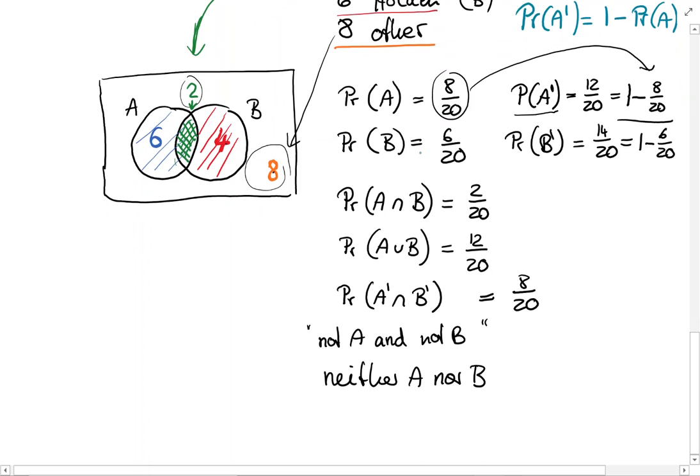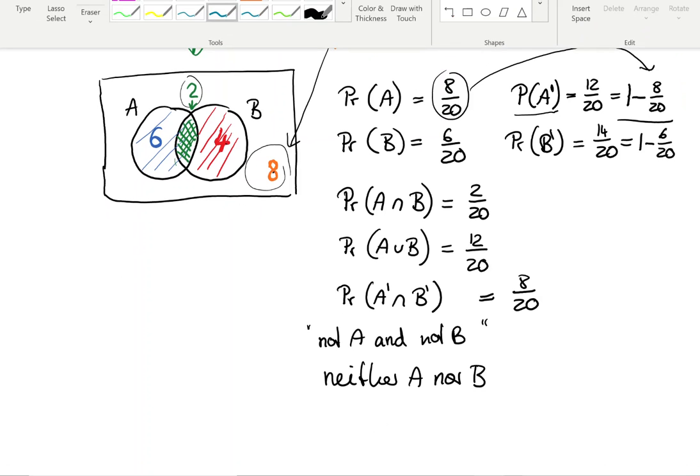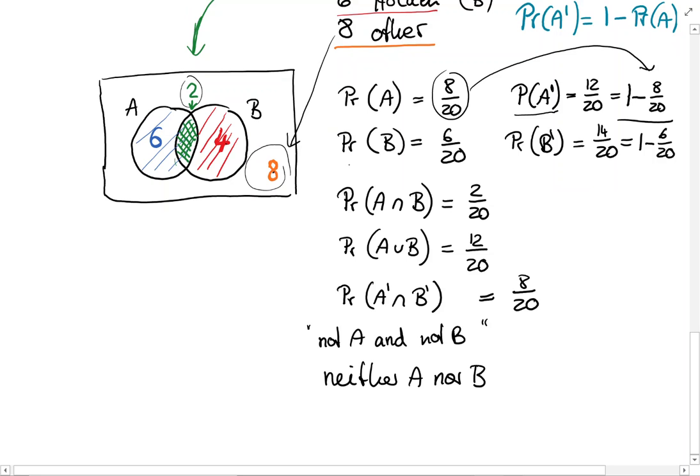Now, what's the probability of my event B? My event B is having Holden, and there's 4 people here who have Holden, but there's 2 who have a Holden and a Toyota, so it's a total of 6. So 6 over 20 have a Holden. And now we can do the same thing with the complement. We either count the people who do not have a Holden, well, that's those 8 on the outside, and the 6 here in the blue A circle. So 8 and 6 is 14. 14 over 20, there we go. But that's just the same as I've said before, as 1 minus 6 over 20. 1 minus the probability of having B.